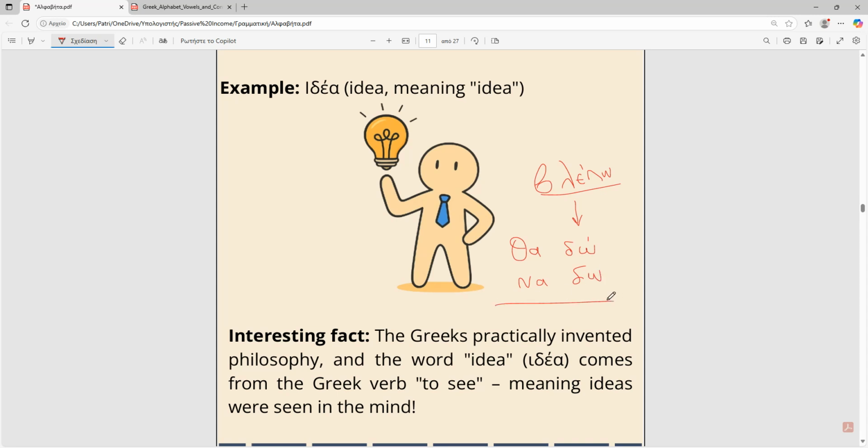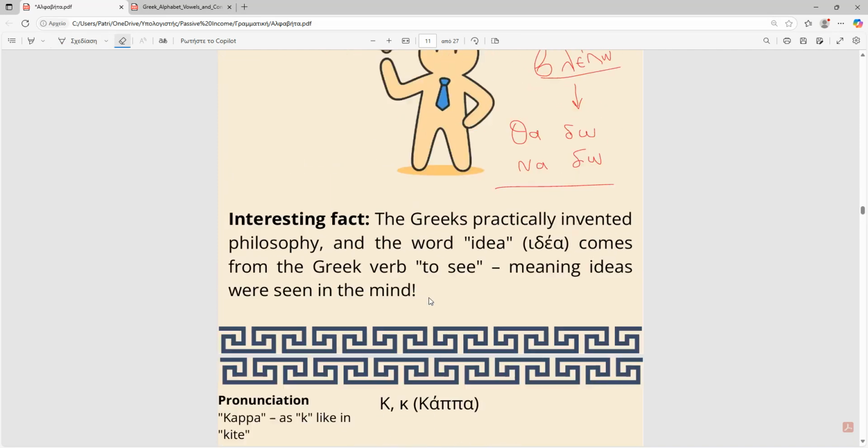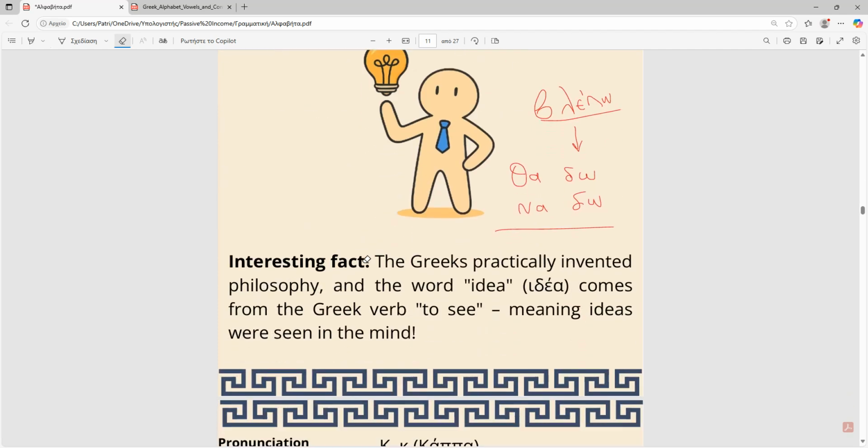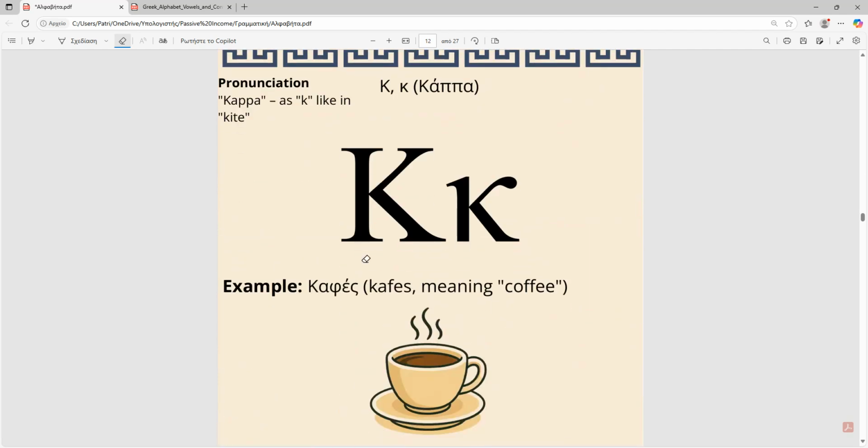Okay, so basically here we can see that the root is very, very common. Okay, the next one, idea, is very, very interesting as well. Then we have kappa, of course a word that is used, I think, by all in every language.